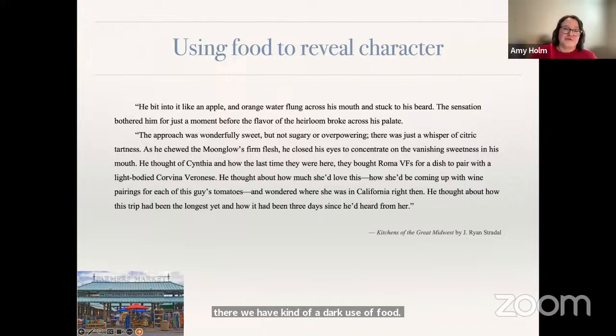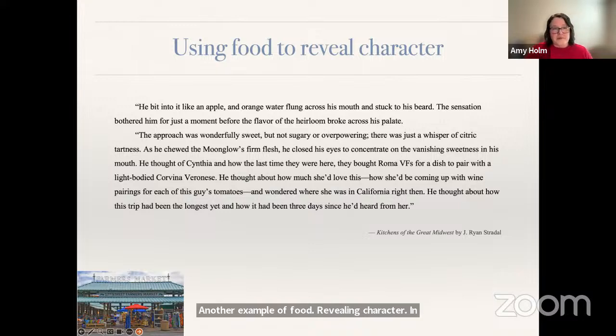Another example of food revealing character. In this novel, the main character, at least he's the main character at the start of the novel, he actually doesn't stay the main character necessarily, but he's a chef and his wife travels a lot for work. And in this scene, he is kind of sadly coming to the realization that she's not just on a work trip. She's probably not coming back. So he's at a farmer's market tasting a different variety of tomato.